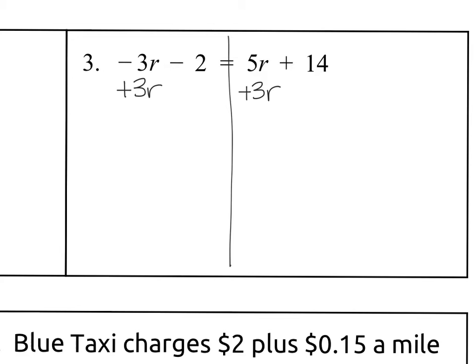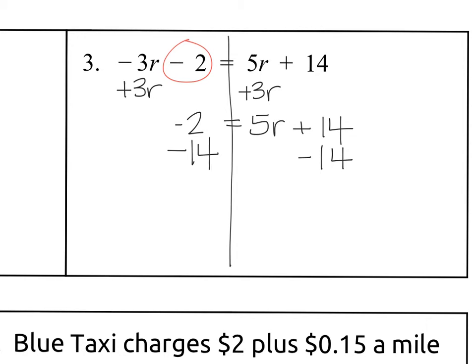If I do that, negative 3r plus 3r is gone. It's 0. Don't even bother writing a 0 down. Not necessary. But you do need to be aware what is left or what remains on the left side of the equation. Negative 2 equals 5r plus 14. How am I going to start to get the variable by itself? Subtract 14 from both sides.